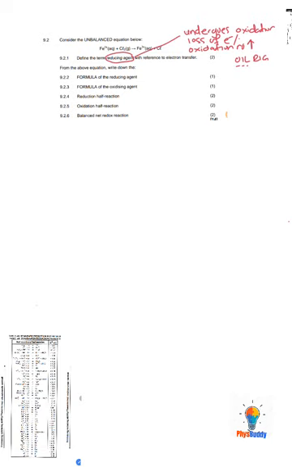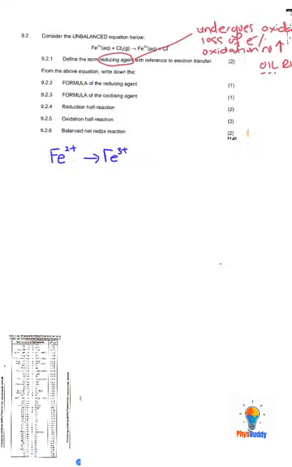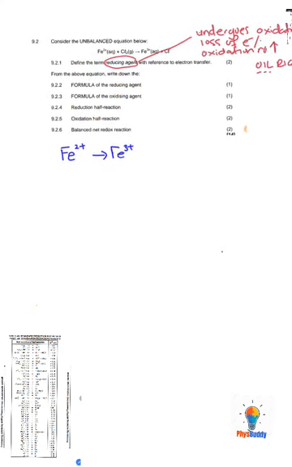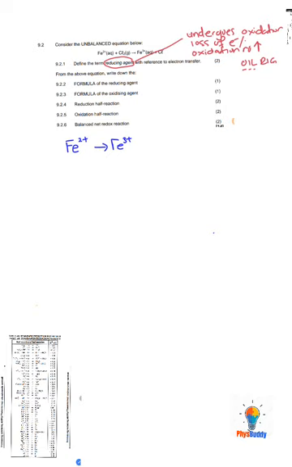From the above equation, write down the formula of the reducing agent, the formula of the oxidizing agent, the reduction half reaction, the oxidation half reaction, and the balanced equation. Now to do this, the first thing we would do is look at the two substances involved. So we can see that we've got iron, Fe2+, and it becomes Fe3+. So that's the first thing that we're looking at.